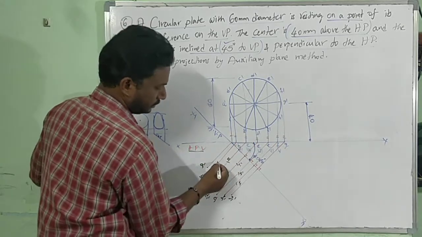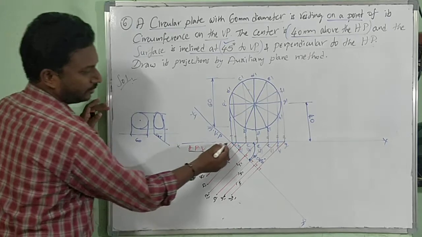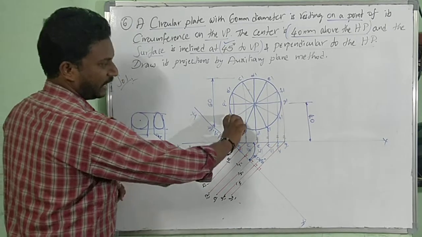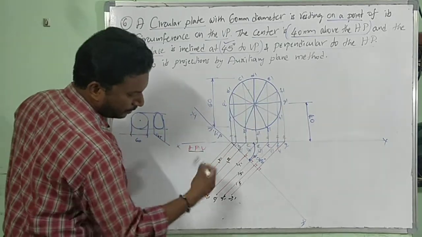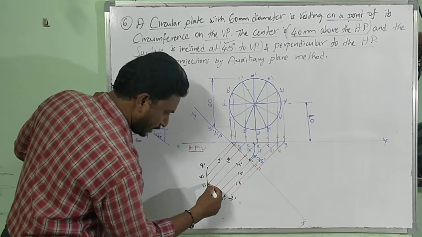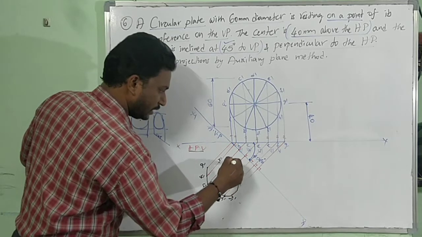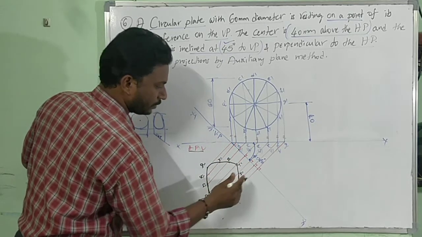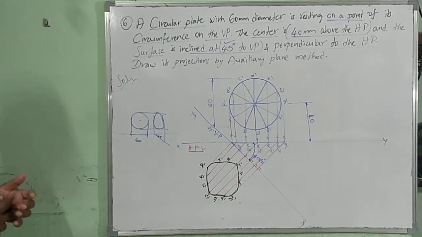J, K, L. L1 dash from here. Same lengths, same marks, same points. So finally A1 dash, B1 dash, C1 dash, D1 dash, E1 dash, F, G, H, I, J, K. You will get the elliptical shape.